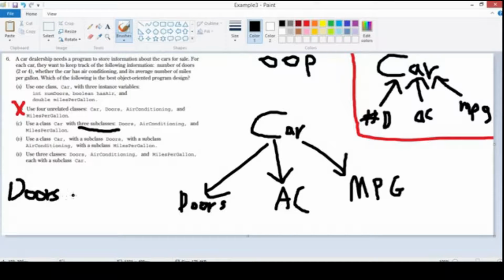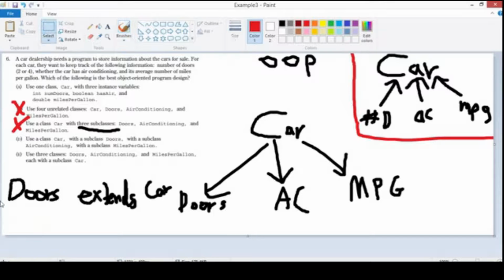and it's going to have access to everything that car has, which doesn't make a lot of sense. You're understanding, hopefully, that this means doors extends car, and logically speaking, not really. A door is not a car. That doesn't add up. It might look kind of like this one, but that is where a car is made of doors, AC, and miles per gallon. This is where a car is used to make doors, AC, and miles per gallon, and that makes no sense at all. So it's definitely not that one either.